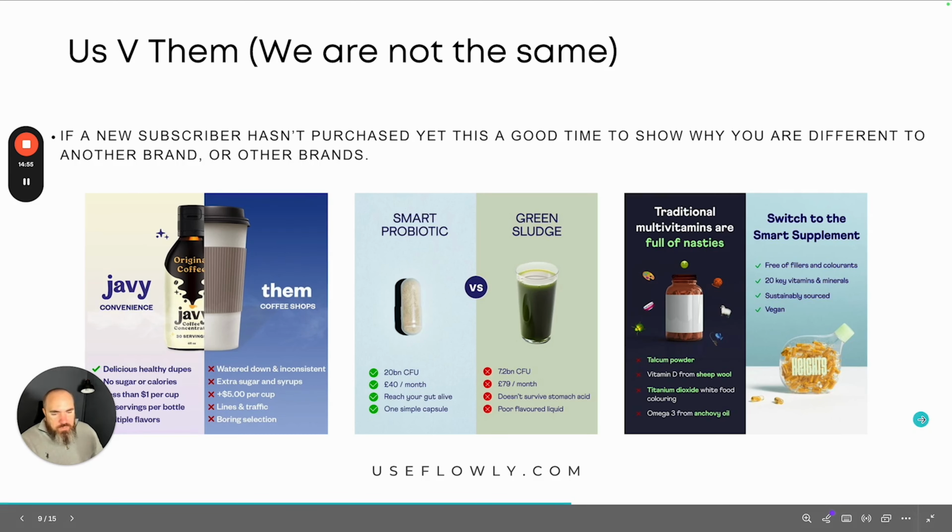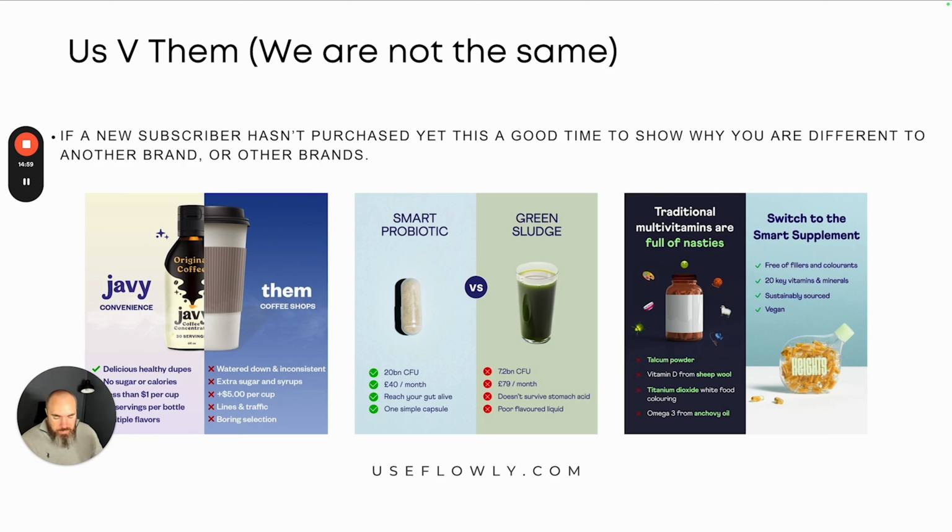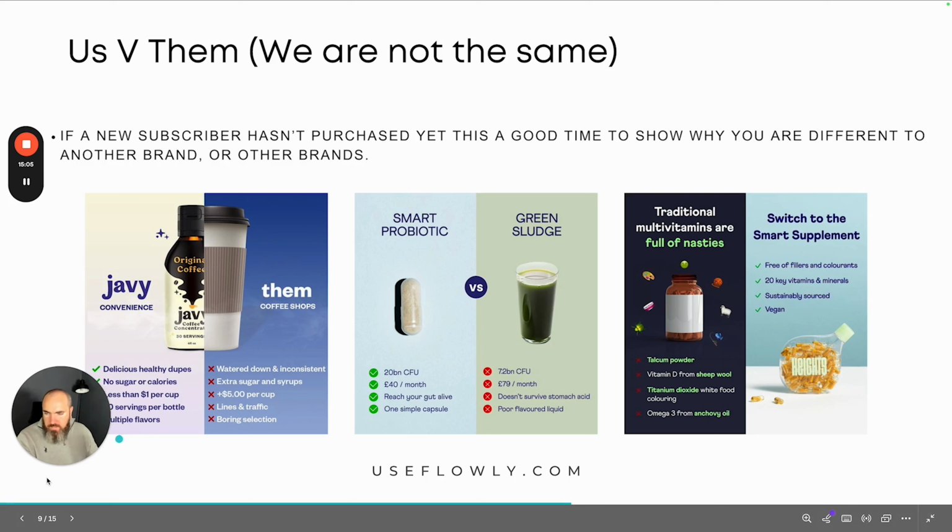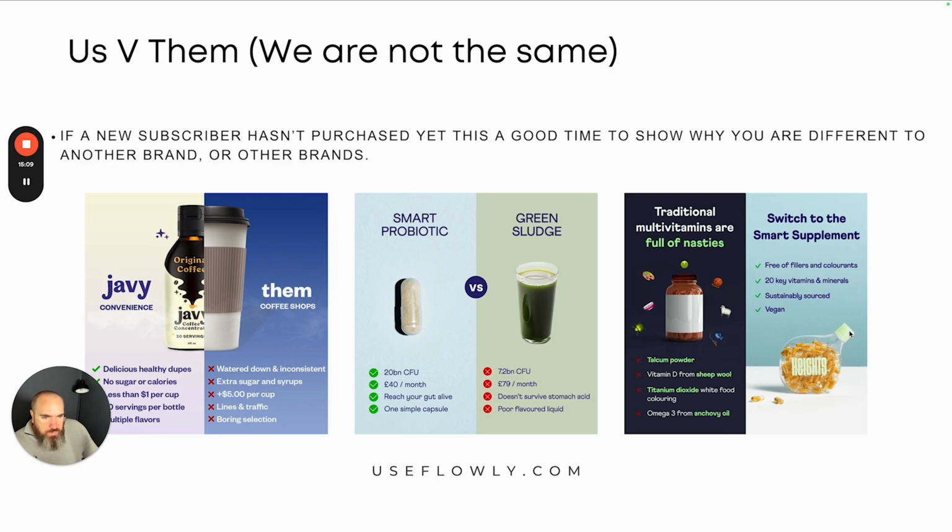Then this is one of my favorite ones at this point. We're really going to call people out in the us versus them. So it's like, we're built different. We're not the same. Us versus them. People get the idea. Yeah, I'll move myself out of the way a little bit. These kinds of visuals are working on ads quite a lot, so you can use the same kind of thing within the email. Like this coffee here, delicious, no sugar, less than $1 a cup. This one, $5, extra sugar, so it's watered down and inconsistent. That this is like a Costa Coffee or Starbucks kind of thing.